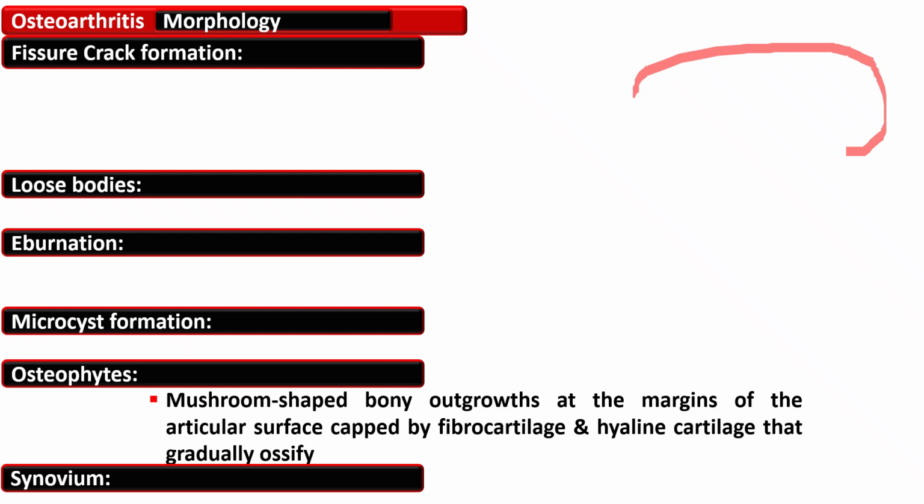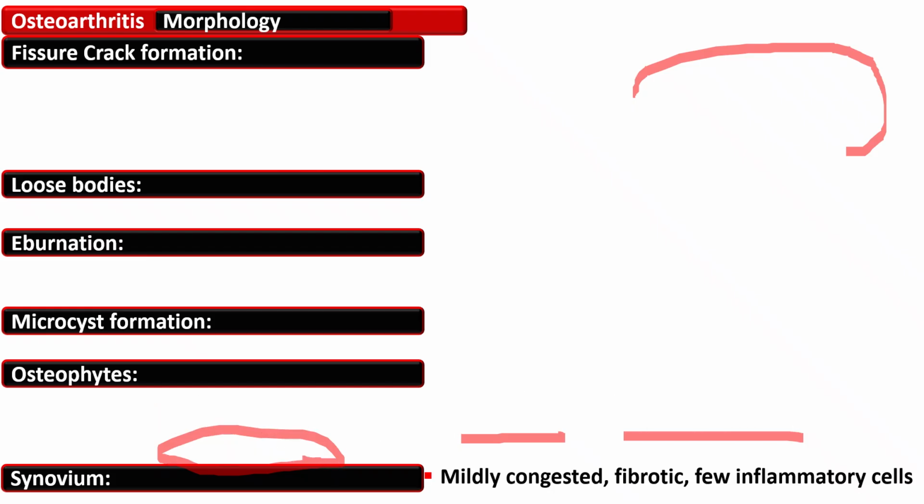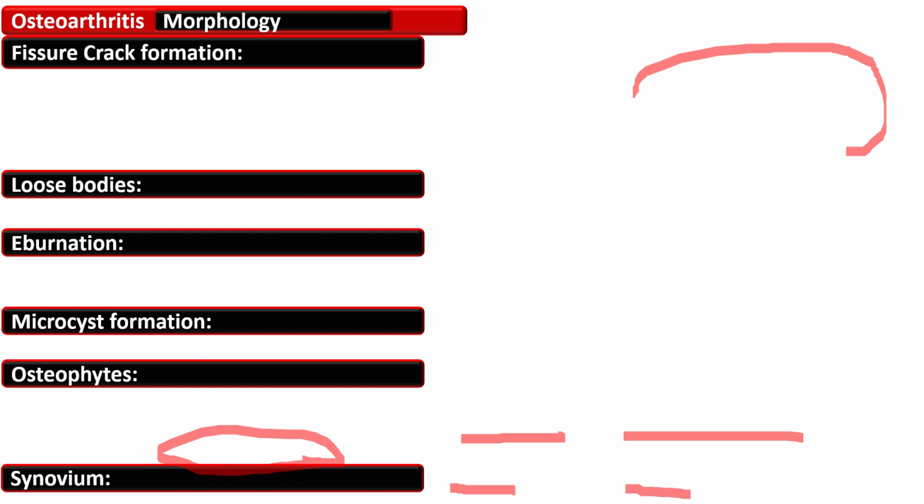These are due to groups of the chondrocytes. They then differentiate into fibroblasts. They form fibrocartilage and hyaline cartilage that gradually ossify. Then finally, the synovium is also affected, and it is affected late in osteoarthritis. There is mild congestion, fibrosis, and a few inflammatory cells are also present in the synovium.